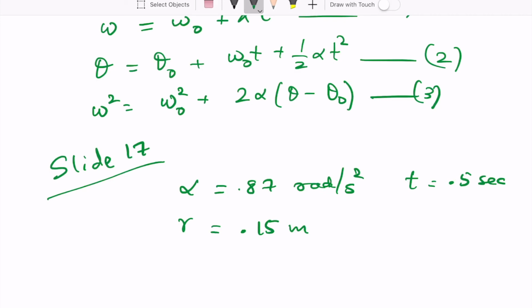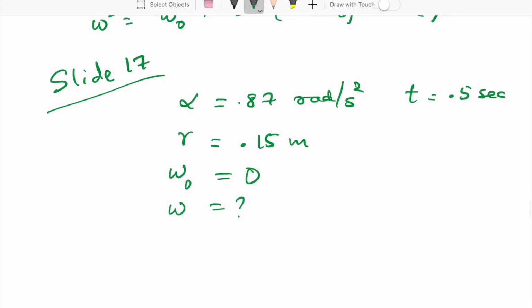So how many revolutions does the plate make before reaching its operational speed? Do we know the final omega? We don't know what the final operational speed is, but we could easily find that. So what is the initial omega? The plate is starting from rest, so the initial omega is 0, right? And we want to find out what is the final omega. Let's go ahead and find that first. The final omega is equal to omega 0 plus alpha t, our first kinematic equation. So omega 0 is 0, alpha is 0.87 multiplied by 0.5.